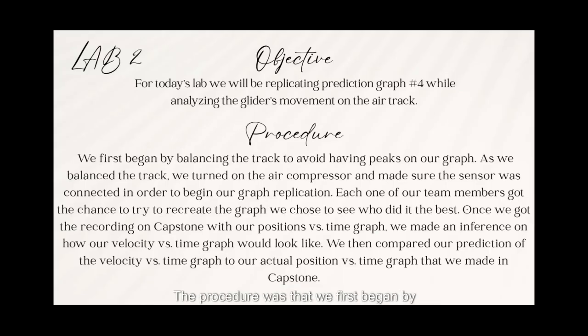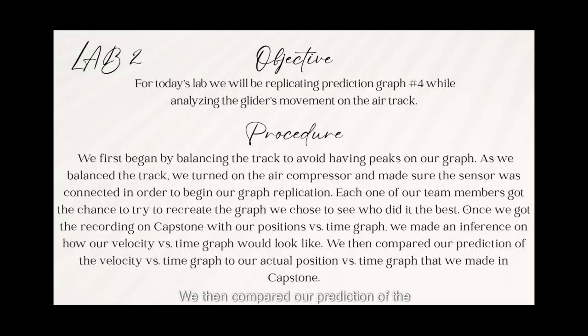The procedure was that we first began by balancing the track to avoid having peaks on our graph. As we balanced the track, we turned on the air compressor and made sure the sensor was connected in order to begin our graph replication. Each one of our team members got the chance to try to recreate the graph we chose to see who did it the best. Once we got the recording on Capstone with our position versus time graph, we made an inference on how our velocity versus time graph would look.